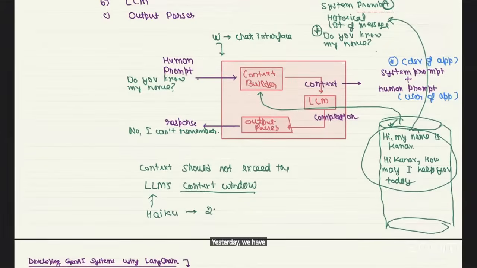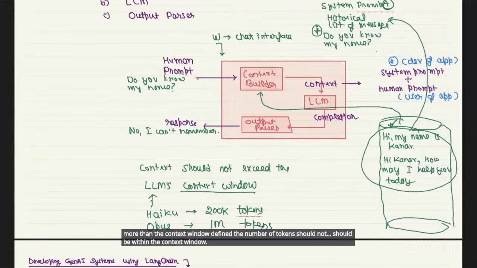Yesterday we have already seen the context window of Haiku is 200,000 tokens. What is the context window of Opus? It was 1 million tokens. Right? So please remember that your LLM cannot accept a context which has more tokens than the context window defined. The number of tokens should be within the context window.